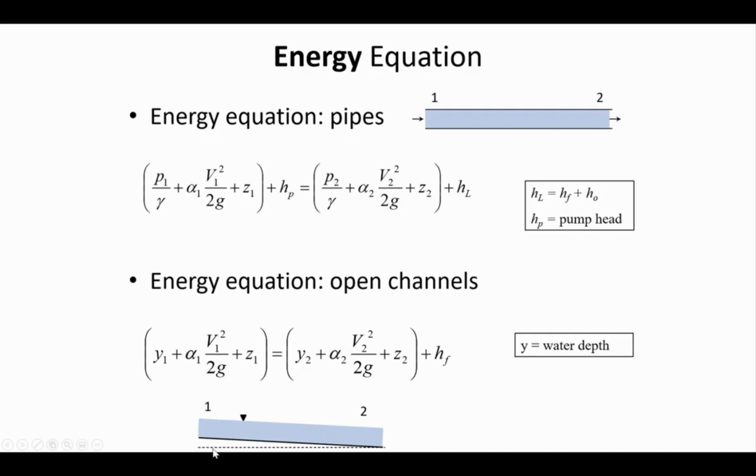So here the dashed line is our elevation datum, and so Z1 would be the elevation of the bottom of the channel above the datum, and then Y1 takes us from the bottom of the channel up to the water surface, and then V1 divided by 2g is how we could calculate the height of the energy grade line. So there are some subtle differences, and another is that there aren't any pumps in open channels.